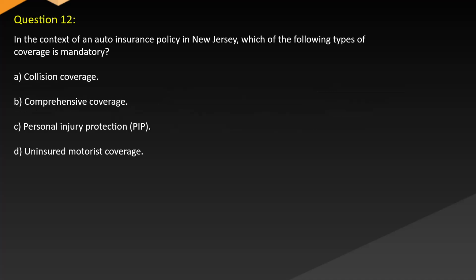Question 12. In the context of an auto insurance policy in New Jersey, which of the following types of coverage is mandatory? A. Collision coverage. B. Comprehensive coverage. C. Personal injury protection, PIP. D. Uninsured motorist coverage.